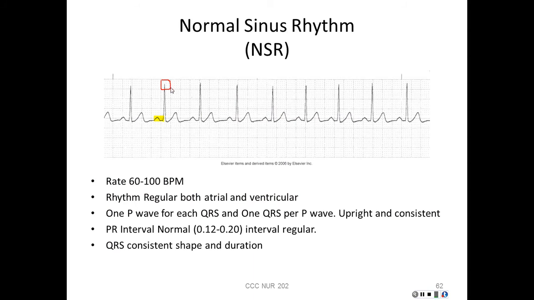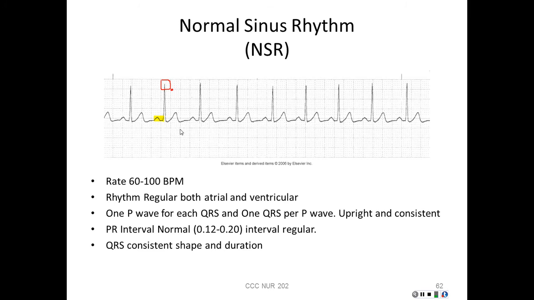Okay. Each of these small blocks is 0.04 seconds. The large block is 0.20 seconds. The PR interval, which is highlighted here in yellow, begins at the beginning of the P wave and ends at the beginning of the QRS. So what you need to do is count the number of small blocks in there, multiply it by 0.04, and that'll give you your PR interval.